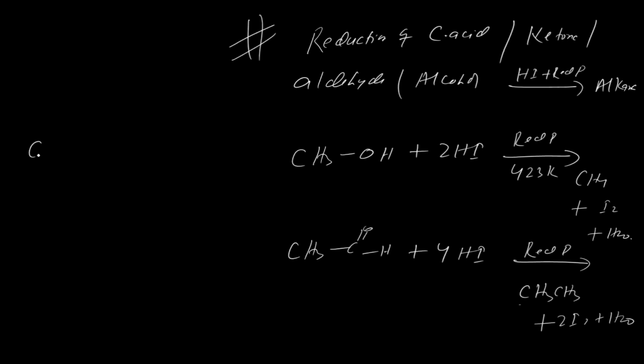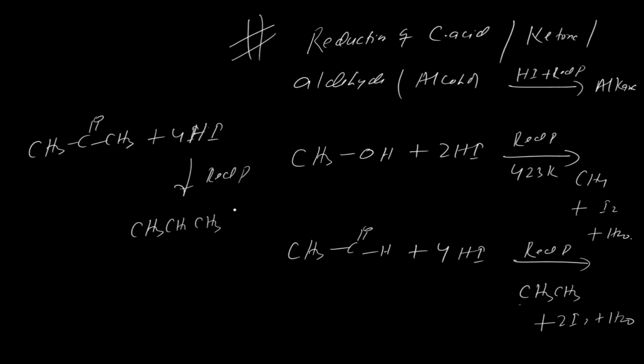In a similar way, if you take the ketone CH3-C=O-CH3, acetone, and treat it with hydrogen iodide in the presence of red phosphorus at 423 Kelvin, it will form a three-carbon alkane, CH3CH2CH3, plus 2I2 plus H2O as a byproduct.